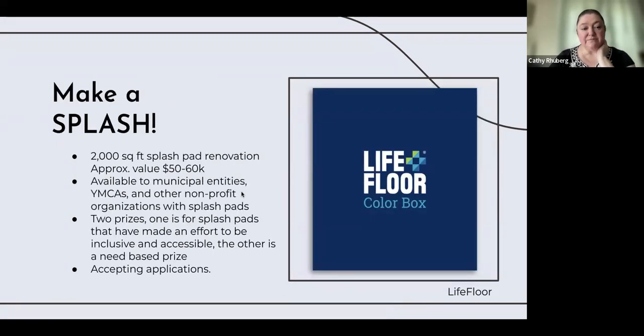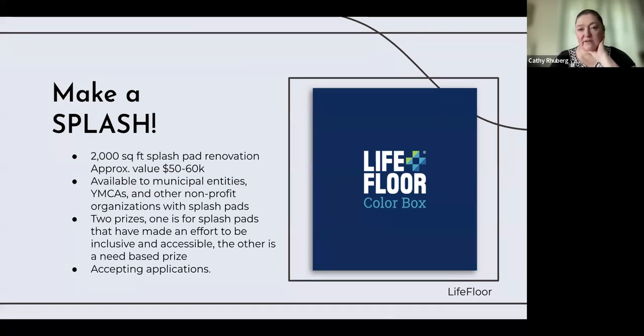Make a Splash. Now, this one's cool. It is ongoing. You can apply at any point. What this is: if your area or town has a splash pad, which my area has been building like crazy because they're really awesome. If you have a splash pad, but maybe the floor of it is concrete, you were able to make the splash pad, but all you had available was concrete. Maybe you roughed it up a little so it's not slippery, but it may not be the most attractive.